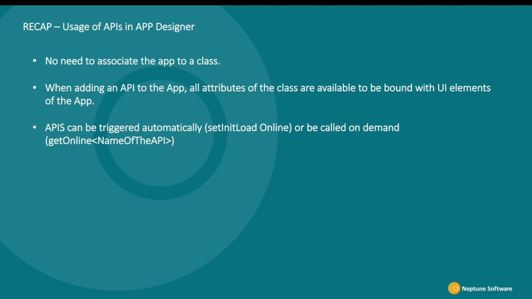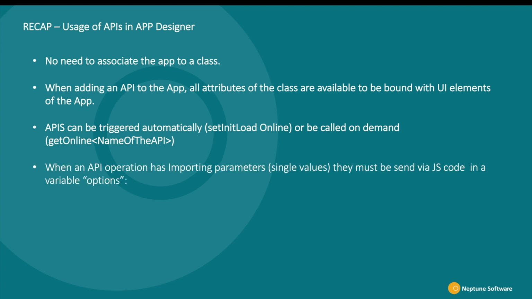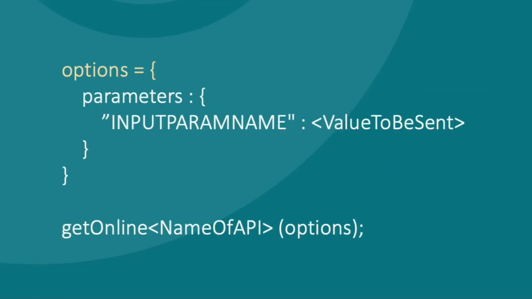All the APIs can be triggered automatically with the setInitLoad property set as online, or be called on demand with the JS code getOnline. And if you are using importing parameters in an API operation, they must be sent via JS code in a variable called options. And the way that you normally code this is as it is here. So a variable, which is a JSON, which has a node called parameters. This node then will have all the importing parameters by name and then mapped to the values. And then you send this variable options to the getOnline.